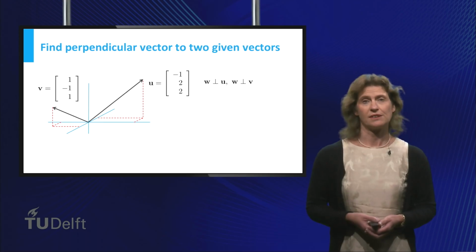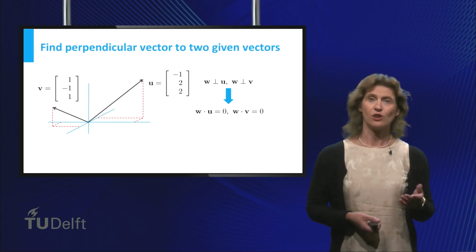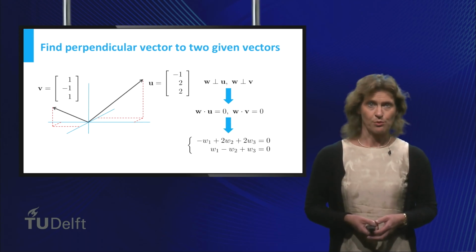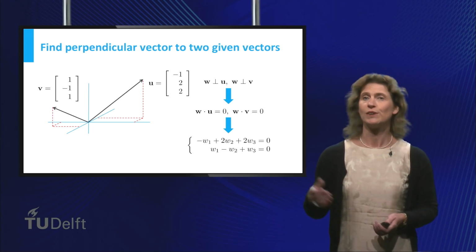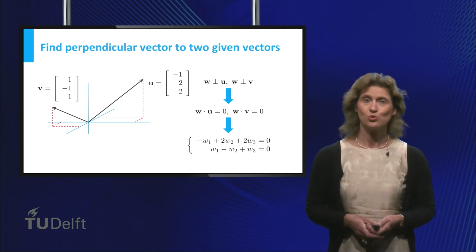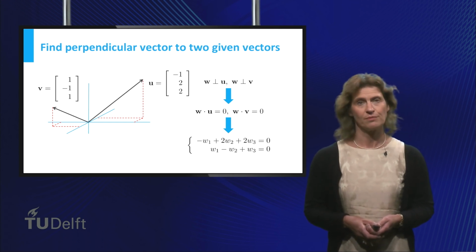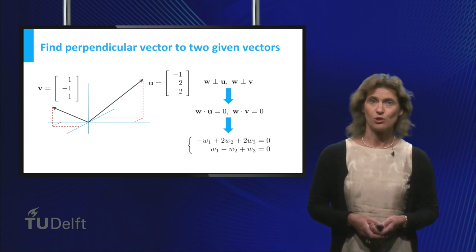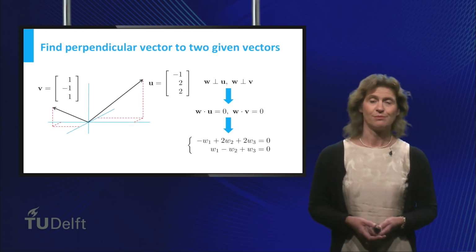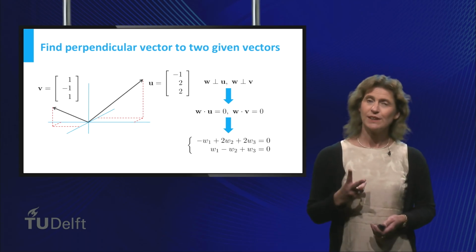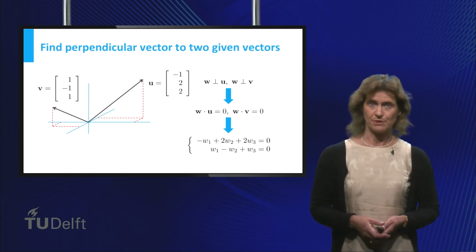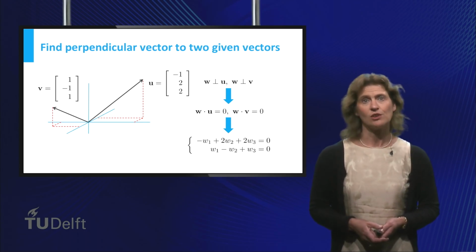You know, after all, that this vector then should have the property that the dot product with both vectors equals 0. For our example, this means you have to solve the following two equations: minus w1 plus 2 times w2 plus 2 times w3 equals 0, and w1 minus w2 plus w3 equals 0. Okay, this is not a problem, except that you now have two equations with three unknowns. You may not know how to solve such a system yet, but in a course on linear algebra, you will learn how to do this.